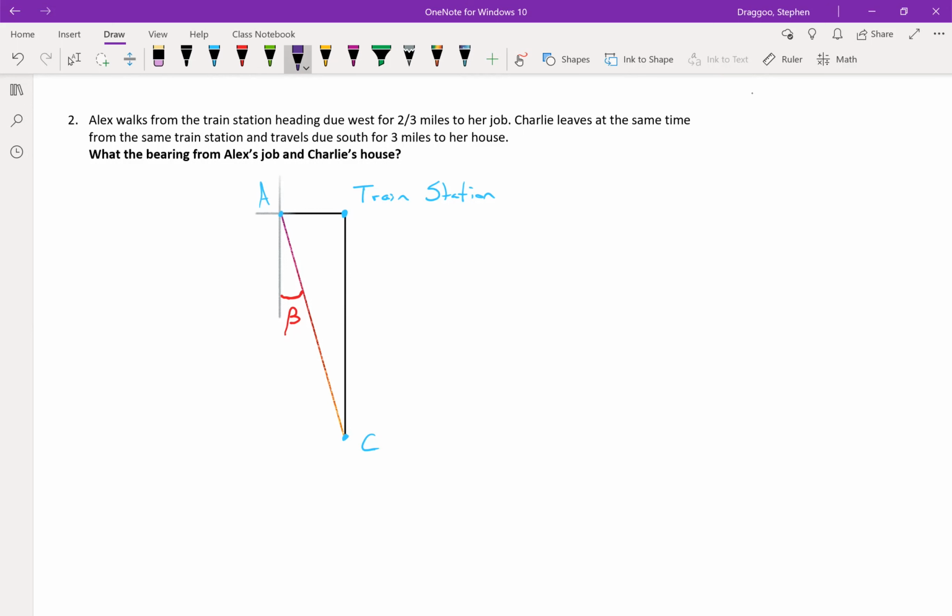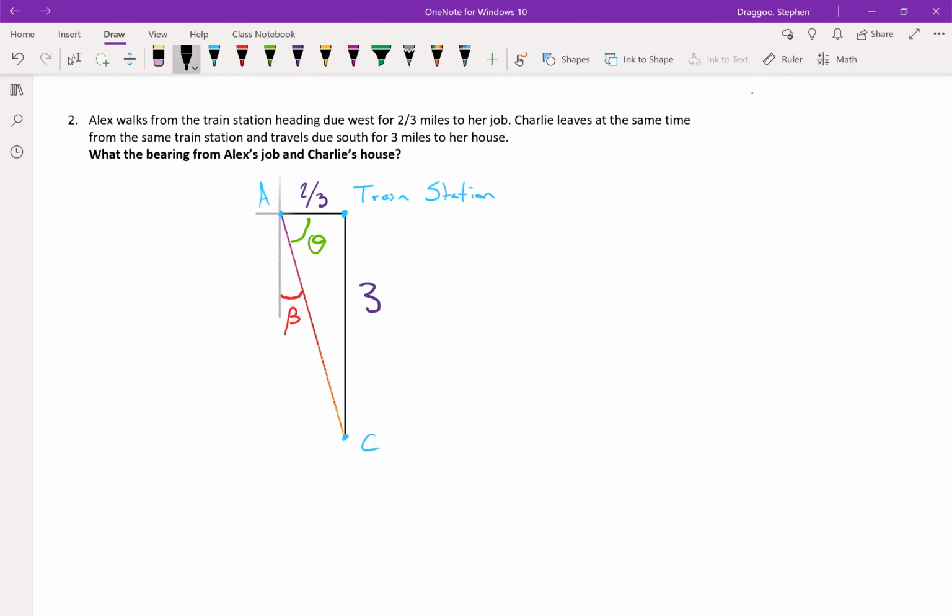I can also label the other two sides. I know that Alex walked 2/3 of a mile, so that small side can be 2/3. I also know that Charlie walked 3 miles, so that larger side should be 3. And then I'll also come in and label an angle. I'm going to go with theta, because I'm going to put that one on the inside of the triangle. The reason I wanted to label theta is because that's the other angle I'm going to need in order to solve for my bearing angle, which is beta.